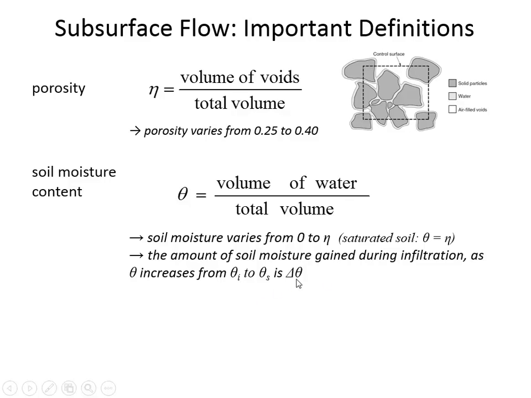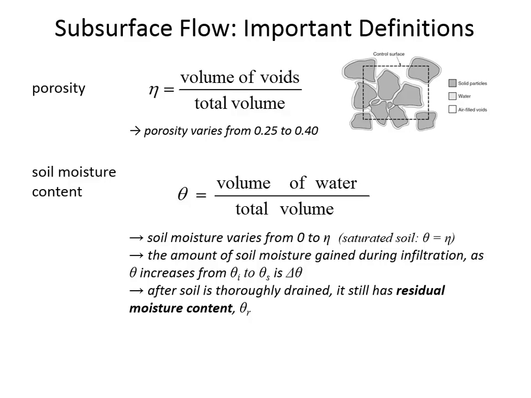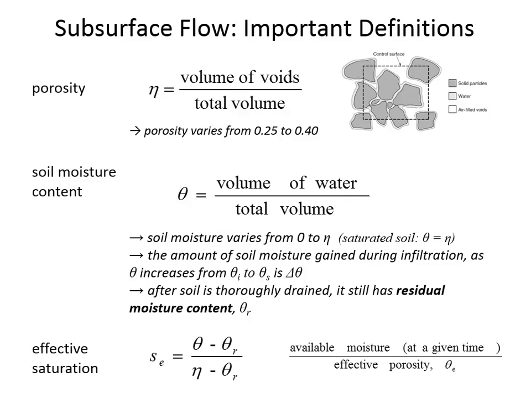So the change during that storm event we can calculate by looking at what the initial moisture content was and what the final moisture content was. And even after you drain the soil, the amount of water that's bound there just due to the attractive forces between the soil and the water is the residual moisture content.